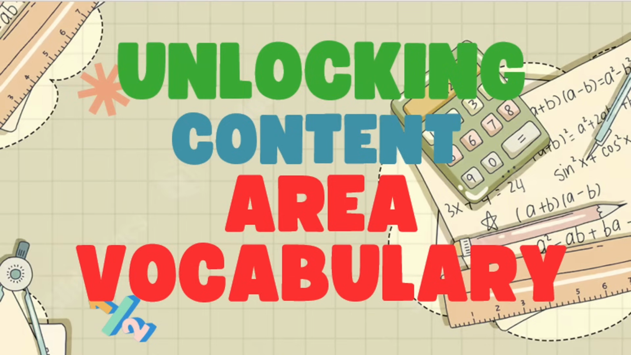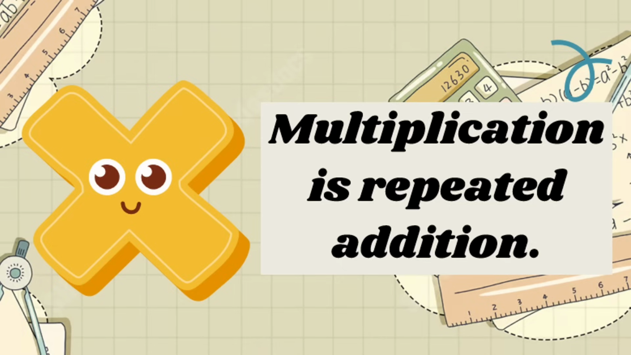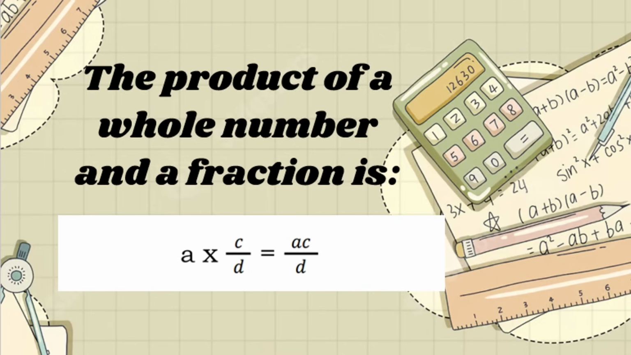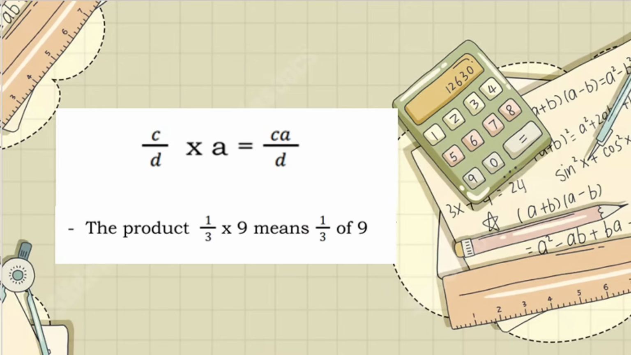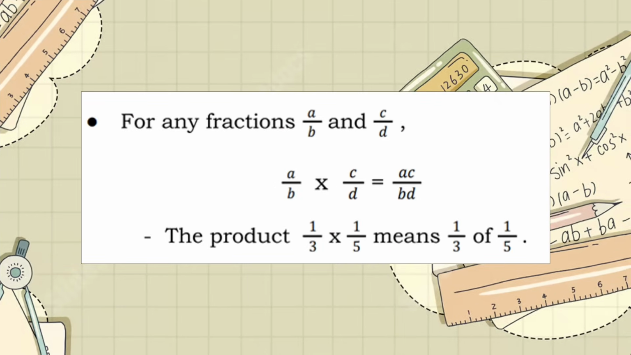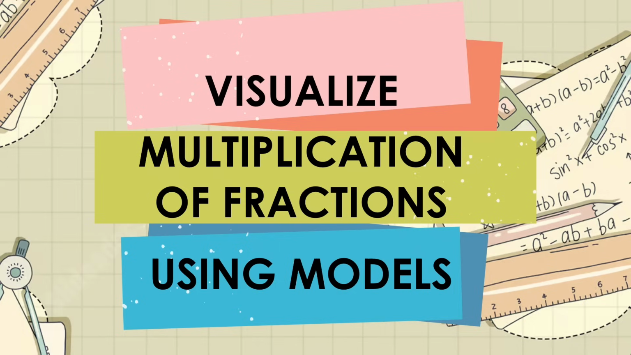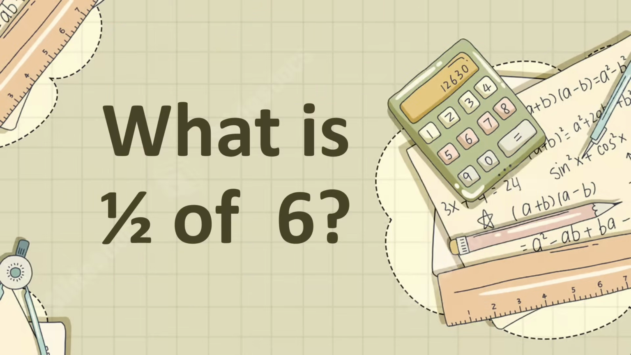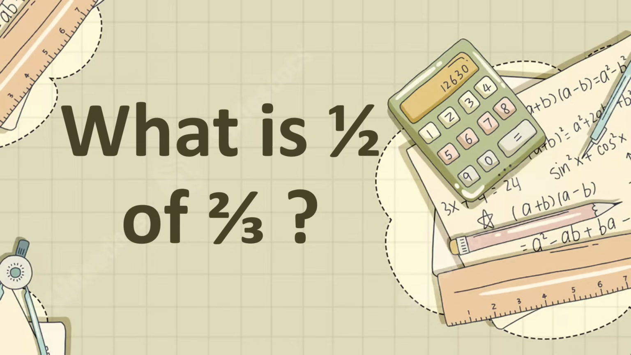Okay, so unlocking content area vocabulary, same as what we've read a while ago. So again, multiplication is repeated addition. We have here the product of a whole number and a fraction. So this time, let's visualize multiplication of fractions using models. Can you visualize what is 1/2 of 6? And what is 1/2 of 2/3?